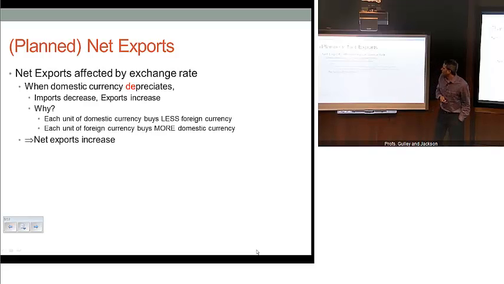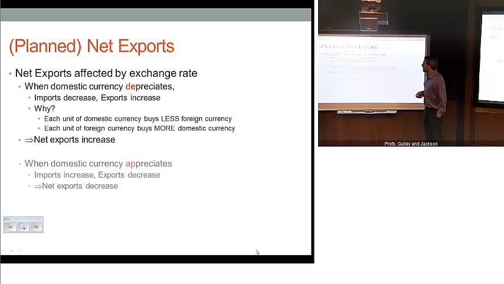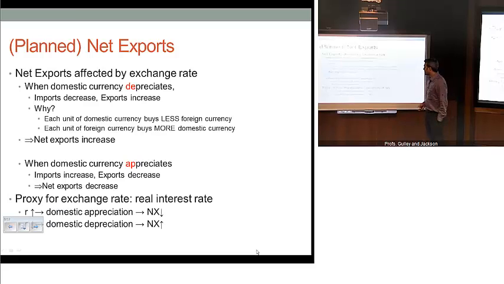And so what that means is that the total impact is that net exports are going to go up when you have a currency depreciation. Now we can do the opposite of that. When the domestic currency appreciates, then you have the opposite. Imports go up, exports go down, net exports then decrease. And so what we're going to do here is make a proxy, a bridge between our notion of exchange rates and interest rates and how that affects this net export story, as a simplification.